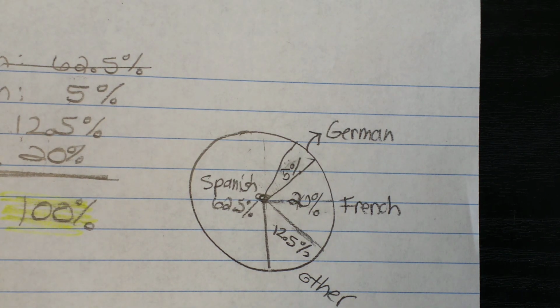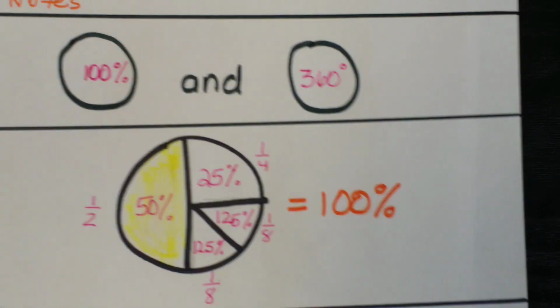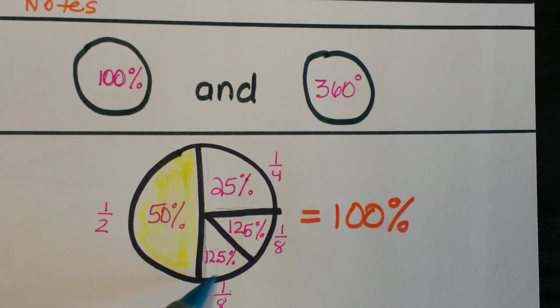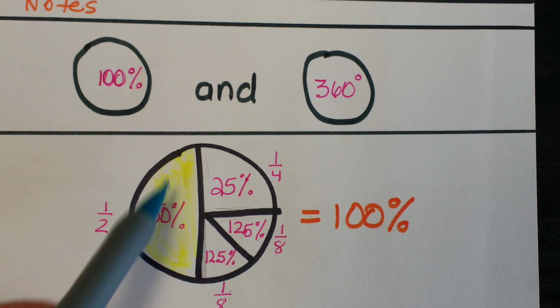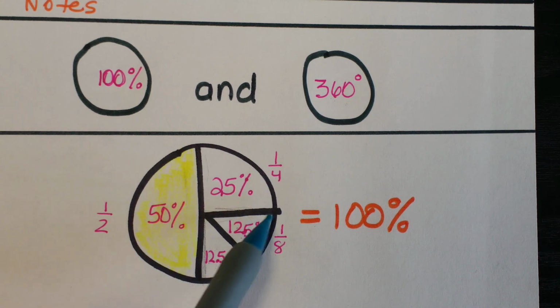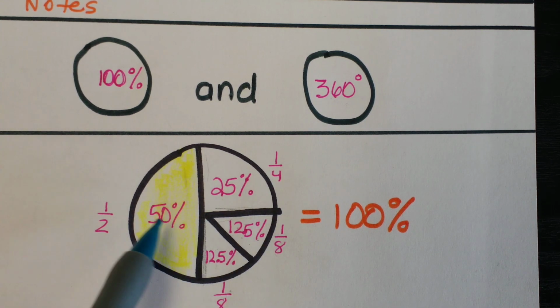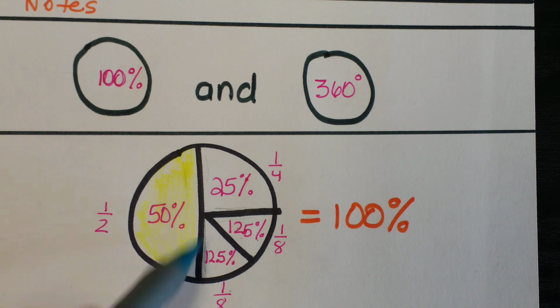And how do you estimate how big each sector is? I would go by these four here. You know what 12.5 looks like. It's half of a half. 25% is exactly half of a half. And then 50% is half of the circle.